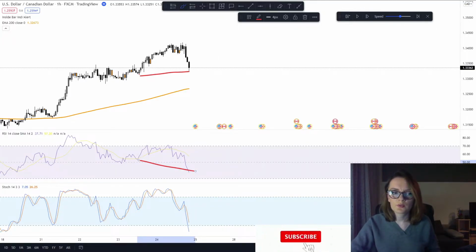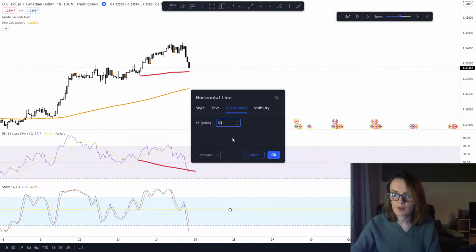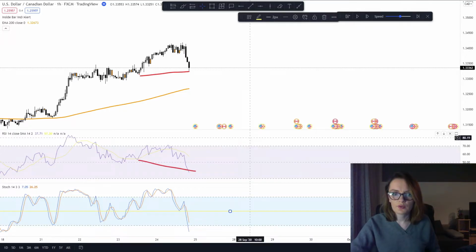And once we've spotted the divergence, we will need the stochastic to confirm our signal, meaning that the stochastic should be below the 50 line. I will just add the 50 line here in order for us to have a clear image. Okay. And then we have to wait for the stochastic to cross to the upside.